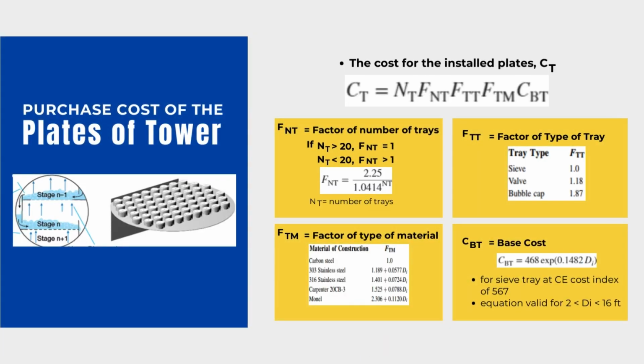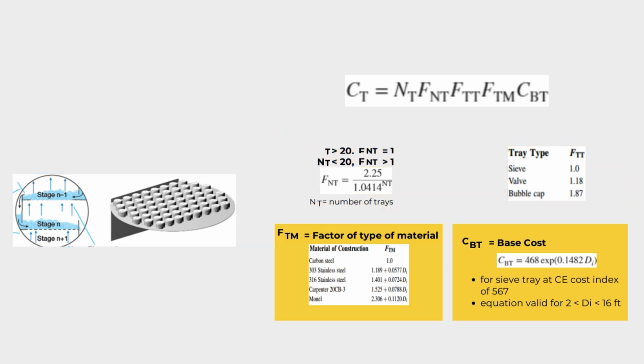Purchase cost of the installed plate CT is calculated using this equation. NT is the number of trays, FNT is the factor of number of trays, FTT is the factor of tray type, and FTM is the factor of material of construction. CBT is the base cost, and this equation is for a sieve tray at CE index of 567, and this equation is valid for towers with inside diameter from 2 to 16 feet.